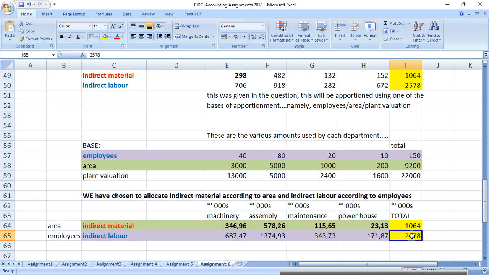Yeah, the totals are across because that's relating to the indirect material. Yeah, so the indirect material totals 1064. The indirect labor totals 2578. Okay, we're taking the material and we're taking the labor and we're allocating it based on either the area or the number of employees.